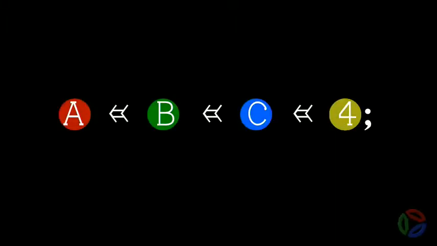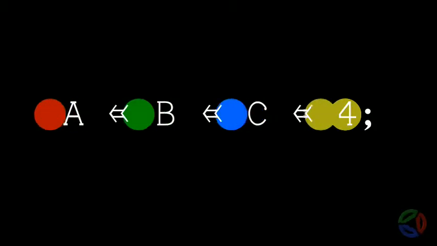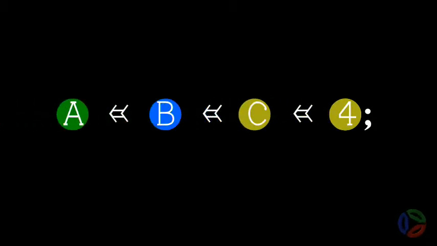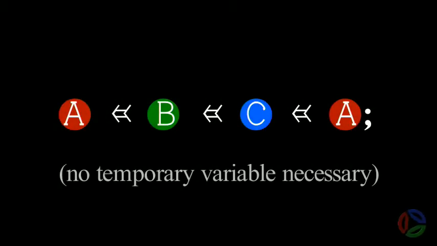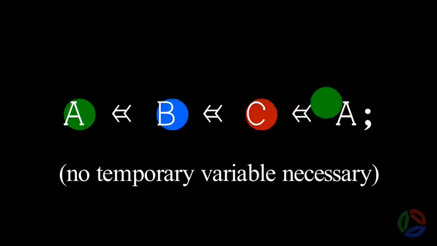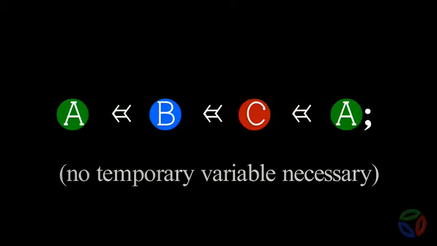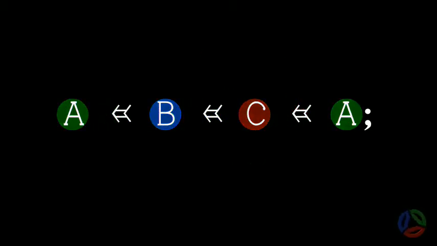The net result is that the values are shifted between variables to the left. If A also appears as the rightmost source expression, which is evaluated first, all of the values will be preserved, but they will be rotated between variables. Note that if you have only two variables, this operator can be used to swap their values without using a temporary variable, which is necessary in other programming languages.